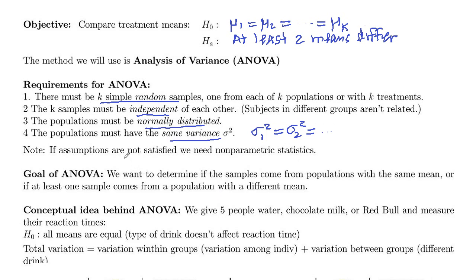Now, if one of those assumptions is not satisfied, then we have to move to nonparametric statistical tests. So the goal of ANOVA here is to determine if these samples come from populations with the same mean, or at least one sample comes from a population with a different mean.